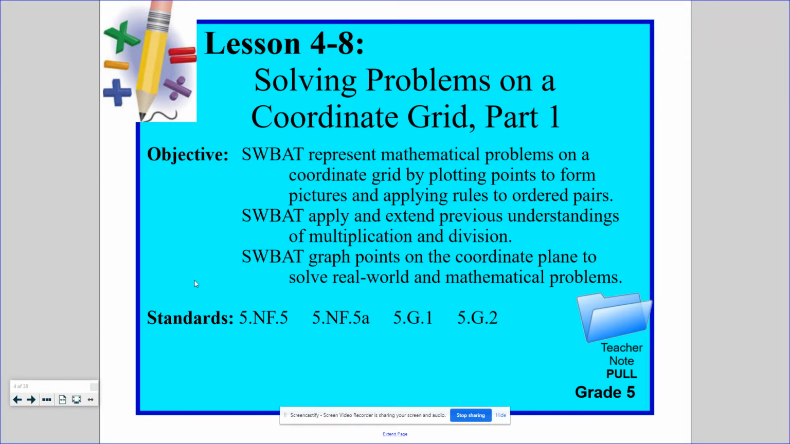Today we are going to be working on lesson 4.8. So hopefully everybody had a great holiday break, winter break there. We're going to be solving problems on a coordinate grid, part 1.